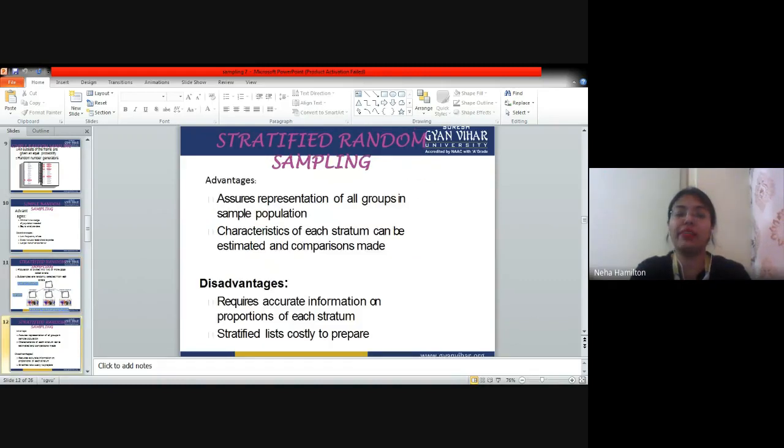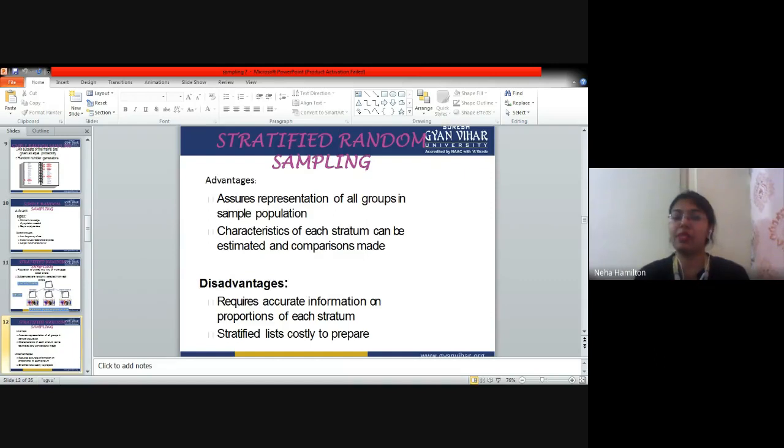Now, what are the advantages of stratified random sampling? Assures representation of all groups in the sample population. Characteristics of each strata can be estimated and comparisons can be made. So now we are moving from simple random sampling to stratified random sampling, right? So when we make strata, that means we are devising a way through which we can cover each and every variety or diversity in the population. I hope you are understanding my point.